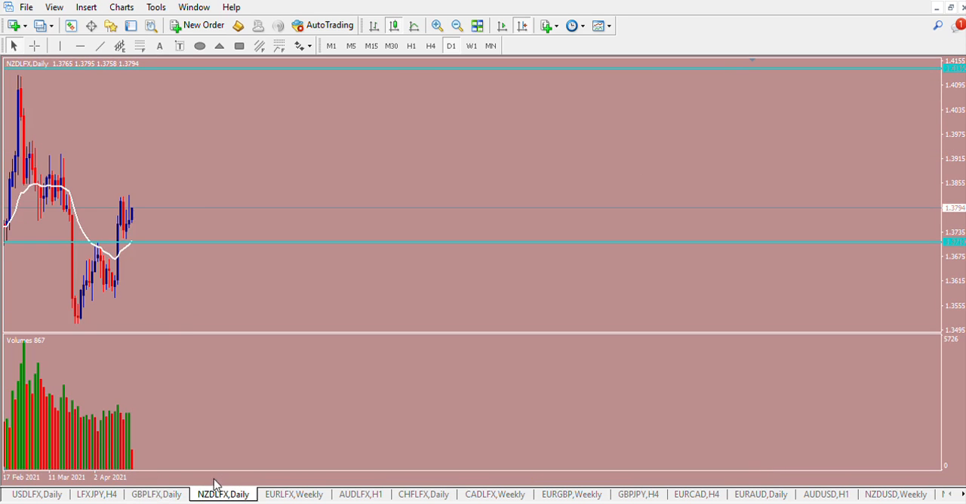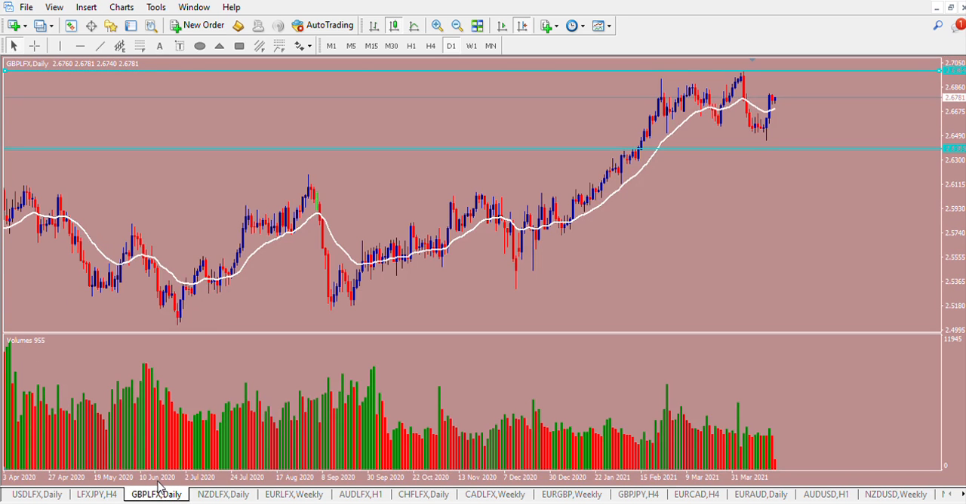There are simply two types of divergence. We have the regular divergence and the hidden divergence. Now the hidden divergence is a continuation of trend. I have not really focused on the hidden divergence, but I will do that later on. But one thing I want you to know is we are going to focus more on the reversal of trend, the retracement of trend, and that is caused by what? The regular divergence.